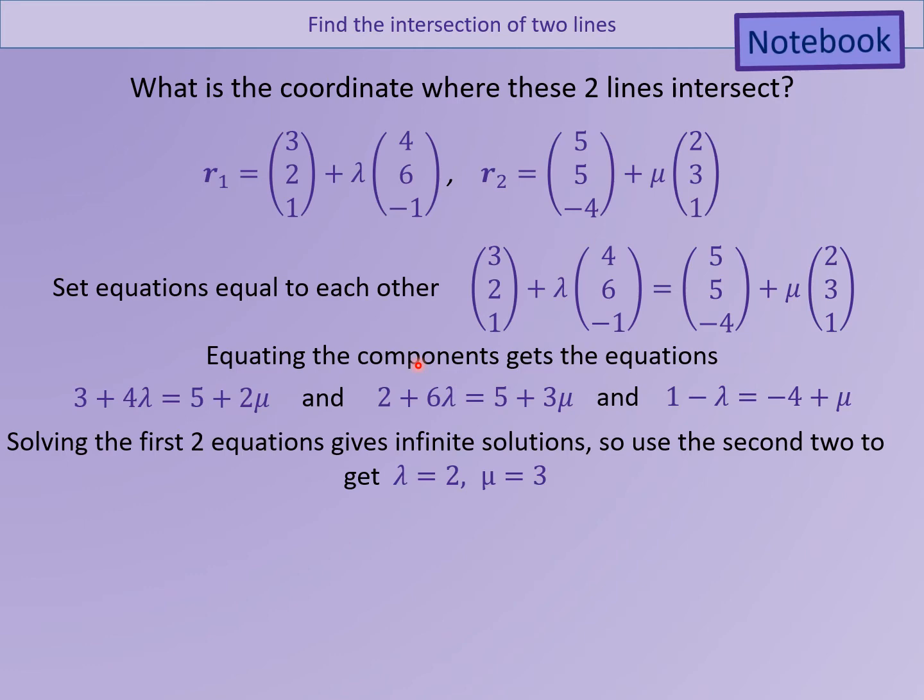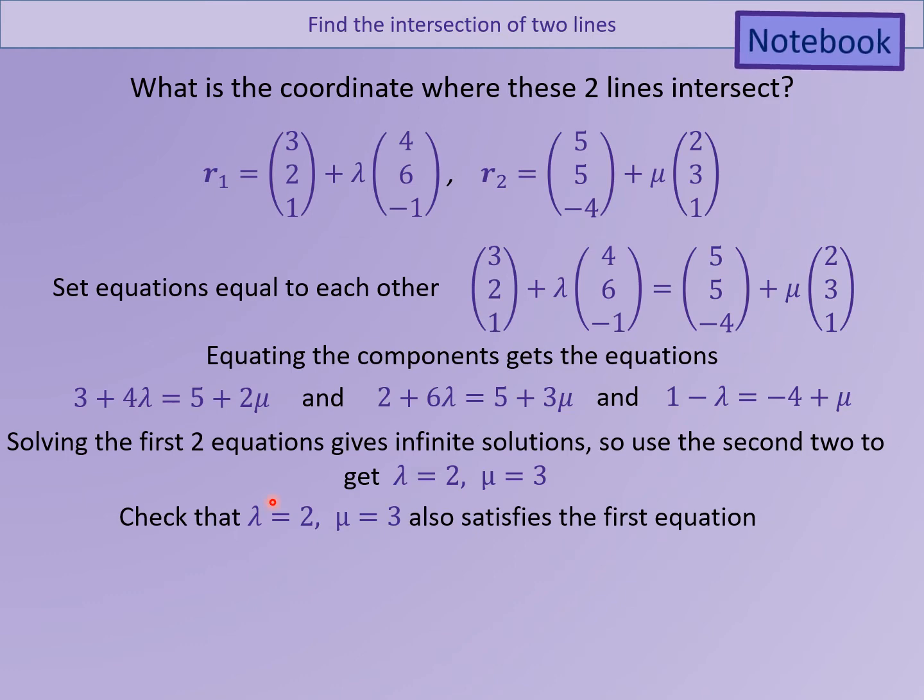If we take those 2 equations, solve them simultaneously, we get lambda equals 2, mu equals 3. Now, in order to check whether the lines do in fact intersect, we need to make sure that those values do work in the third equation. So in the third equation, 1 minus lambda will become 1 minus 2, which is -1. And then -4 plus mu will become -4 plus 3, which is also -1. So we've got the same value on both sides, so it satisfies the third component equation. So the two lines do intersect.